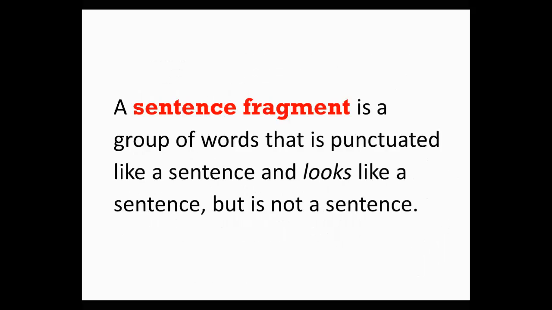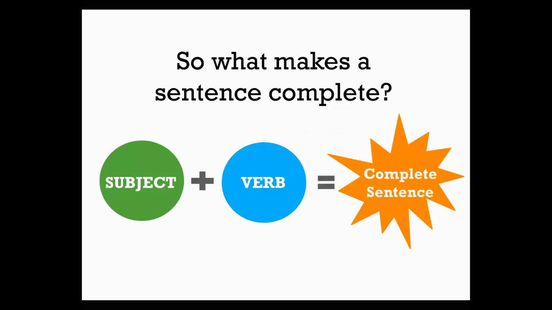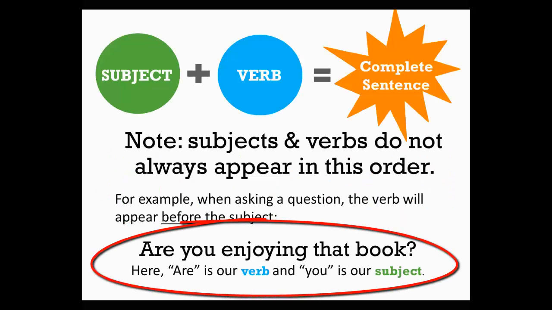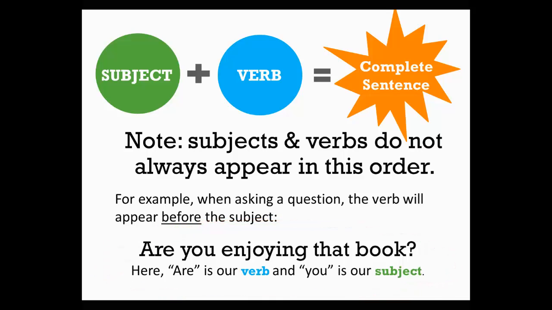So what is a sentence fragment? A sentence fragment is a group of words that's punctuated like a sentence and looks like a sentence, but it's not a sentence. To be complete, a sentence must have a subject and a verb. But remember, subjects and verbs don't always appear in this order. For example, when we ask a question, the verb appears before the subject.